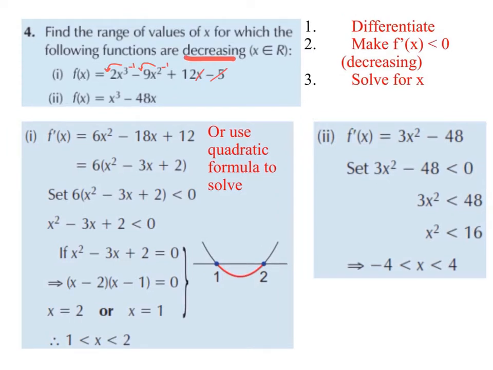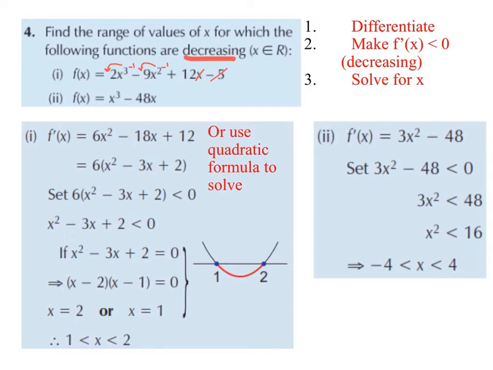So again, the derivative of 2x cubed is going to be 6x squared. Bring the 3 down in front, 3 by 2 is 6, reduce the power by 1, 3 take away 1 is 2. The derivative of minus 9x squared, bring the 2 down in front, minus 9 by 2 is minus 18, reduce the power by 1, 2 take away 1 is 1, x to the power 1 is just x. 12x, we just cancel out the x, and minus 5 is a constant, so we cannot differentiate that. So the derivative of our function is going to be 6x squared minus 18x plus 12.